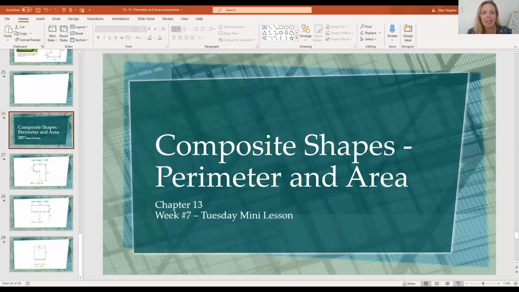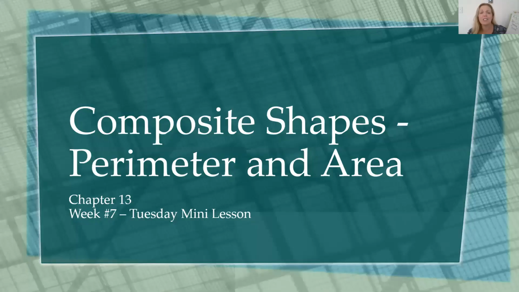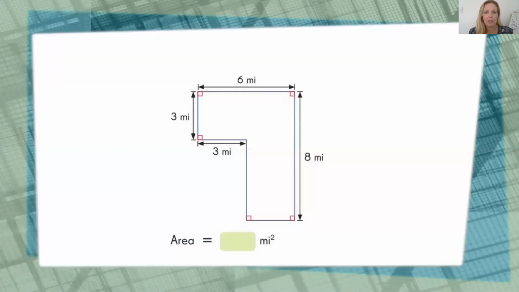So if we're looking at composite shapes, what are composite shapes? Well, they are shapes that are not as easy to solve for as a square and a rectangle, because you can't use the basic formula for area or perimeter without first dividing and conquering. Keep that in mind.